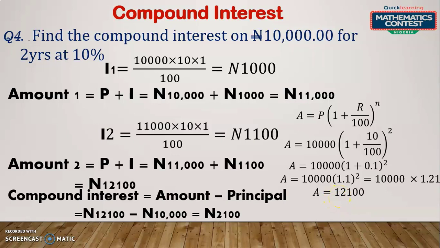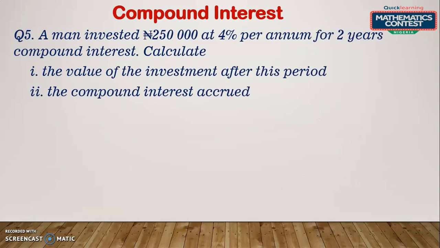Now, when that is done, to get the interest, the compound interest is the amount minus the principal, which is 3 days minus days, to get 2,100 naira. I trust you understand the concept of compound interest now. Now let's see the next topic.